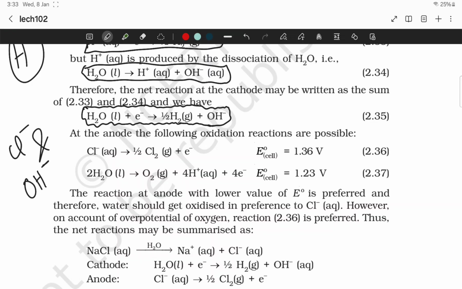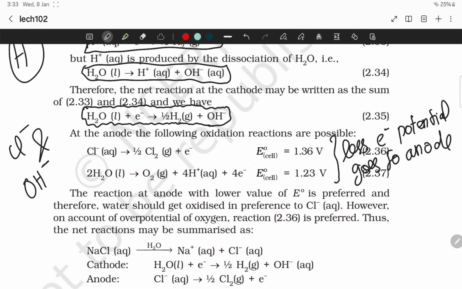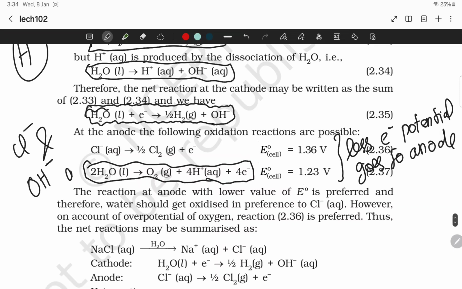So look at the electrode potential. The one with less electrode potential wins and goes to the anode. Among them, chlorine has less, what? OH-, they have written it in this form. It's really OH-. OH- really has an electrode potential of 1.23. It's having less. For sure, OH- should go to the anode. But here there's a twist.